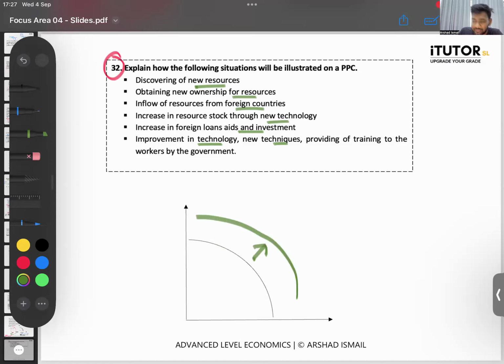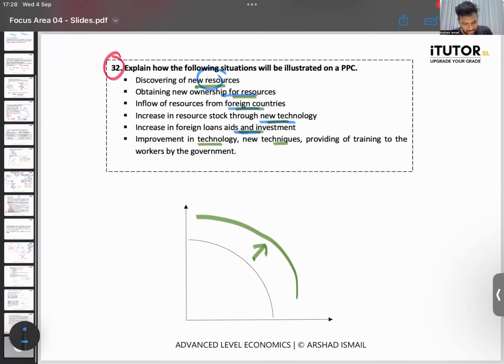So can you see, Lama, in all of these, the determinants of a PPC are changing. I told you the PPC will shift if any of the determinants change. Now, in the first one, your resources are increasing: land, labor, capital, entrepreneurship. The second one also, you're getting ownership of new resources. So maybe you got new machines. Third one, inflow of resources, so you're getting, let's say, machines from abroad. Fourth one, better technology, productivity. Fifth one, you're getting loans. You're getting more money, and with that money you can buy more capital and increase. So whenever your resource productivity or your resource endowment increases or decreases, my PPC should reflect that. So that is the theory recap part.